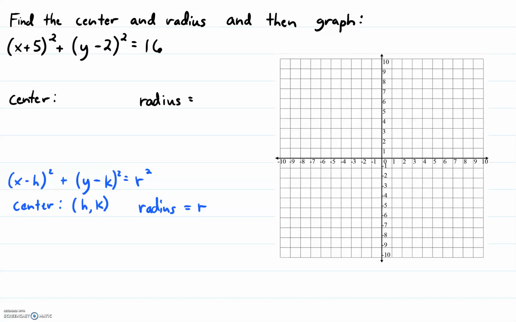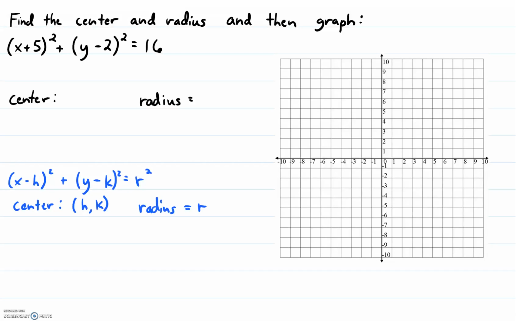In this video, we're going to talk about how to find the center and radius of a circle given in standard form, and then how to use those pieces of information to graph the circle. So our circle equation is (x + 5)² + (y − 2)² = 16. And from that, we need to extract what the center and the radius are.